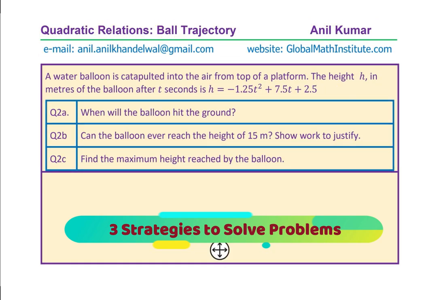Now here is question number 2. Similar question where height is given with a different parameter. So this time it is minus 1.25 t squared plus 7.5 t plus 2.5. And you have to find when the balloon will hit the ground. Can the balloon ever reach the height of 15 meters? Show work to justify. Find the maximum height reached by the balloon.